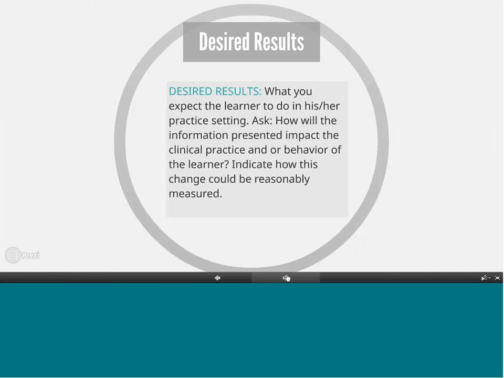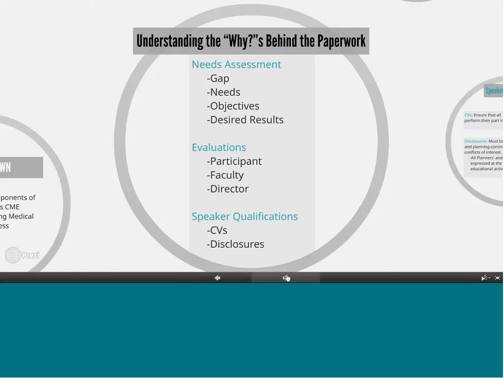All right, now we're going to move on to the desired results. Desired results are what you expect the learner to do in his or her practice setting. So to help you figure this out, ask how will the information presented impact the clinical practice and or behavior of the learner? Indicate how this change could be reasonably measured. And on the application, you need to write one short summary of this. That concludes our look at the needs assessment. We're going to move on and look at the evaluation.